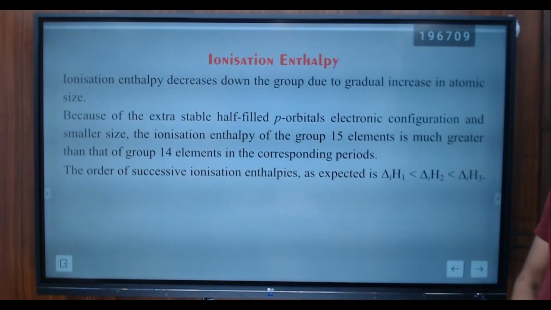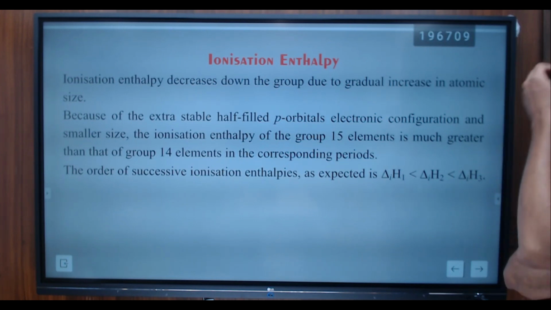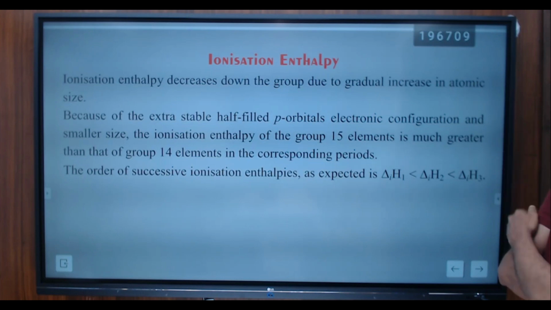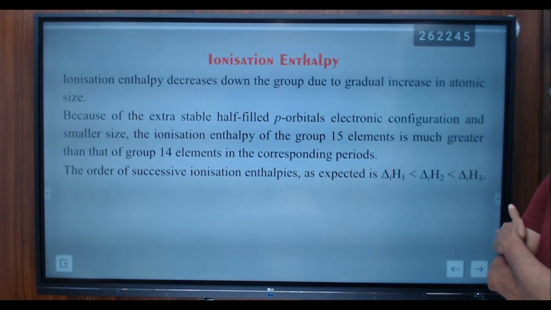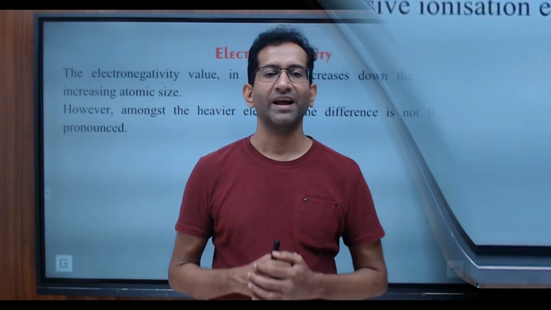Ionization enthalpy decreases down the group due to gradual increase in the atomic size, because of the extra stable half-filled p orbitals electronic configuration and smaller size. The ionization enthalpy of the group 15 elements is much greater than that of group 14 elements in the corresponding periods. The order of successive ionization enthalpies is as expected: delta H1 is less than delta H2 is less than delta H3.